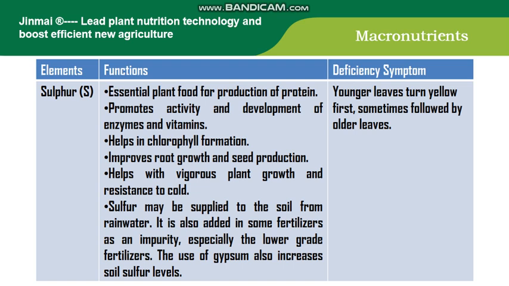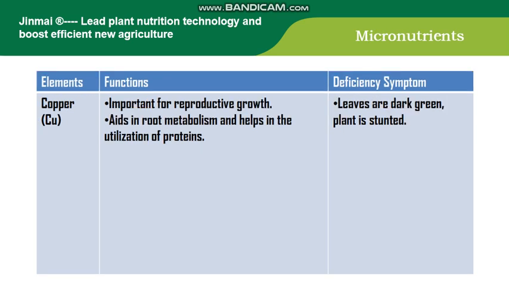Sulfur may be supplied to the soil from rainwater. It is also added in some fertilizers as an impurity, especially the lower-grade fertilizers. The use of gypsum also increases soil sulfur levels. Deficiency symptom. Younger leaves turn yellow first, sometimes followed by older leaves. Micronutrients. Elements. Copper, Cu, functions.